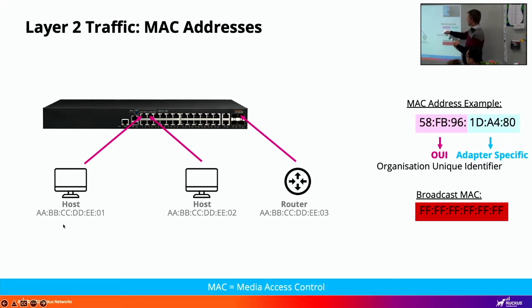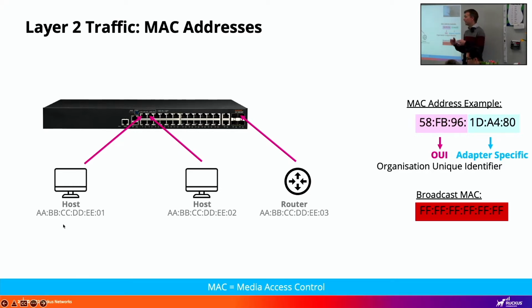A MAC address looks like this. It's a hexadecimal value made up of, what do we have, say 6 octets. The first chunk of a MAC address is known as the OUI, which is the Organizationally Unique Identifier. And this is basically the manufacturer of the hardware.